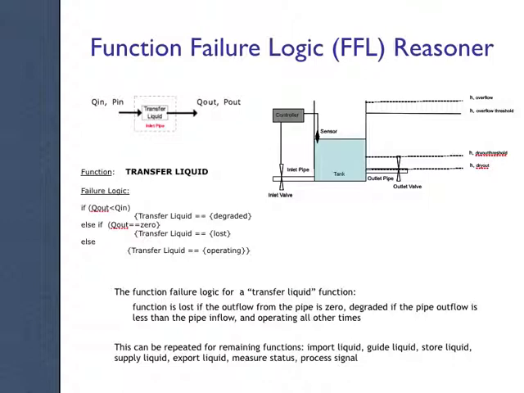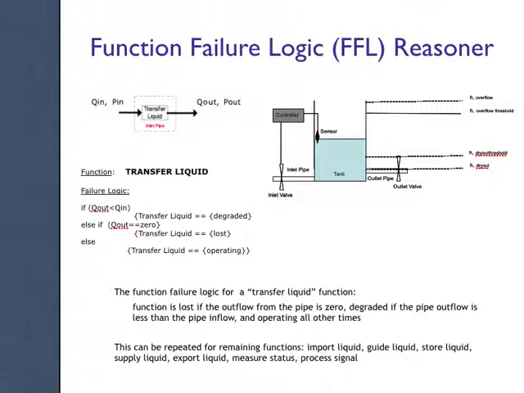Another example of a different function is transfer liquid. In this case, we have input flow and input pressure and output flow and output pressure. I'm only representing part of the failure logic, so I don't represent the pressure in this particular case. But the failure logic says that if the output flow is less than the input flow, then we're in a situation where it's degraded. If the output flow is 0, then the transfer liquid function is lost. Otherwise, it's operating.